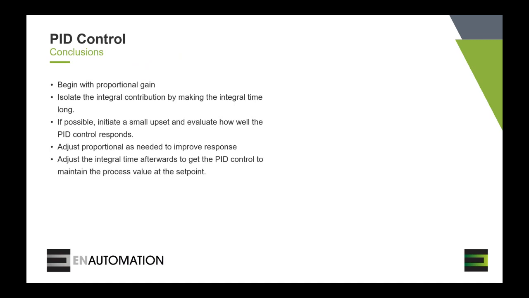And we're looking for a critically damped response, where there's a small overshoot, slight undershoot, and then the process levels out. And then after you satisfy the proportional response, you make adjustments to the integral time as fine tuning to get the process value to stay right at the set point.